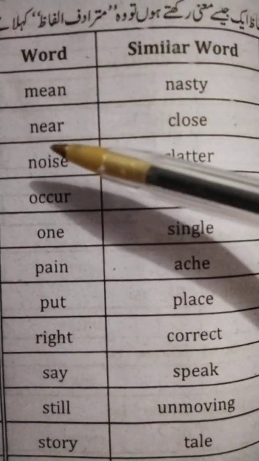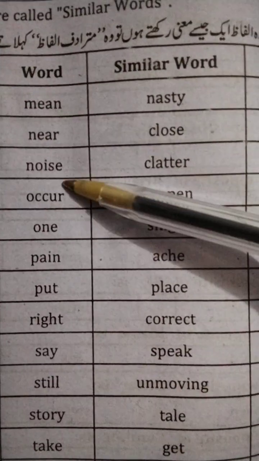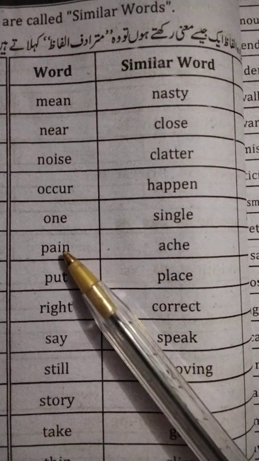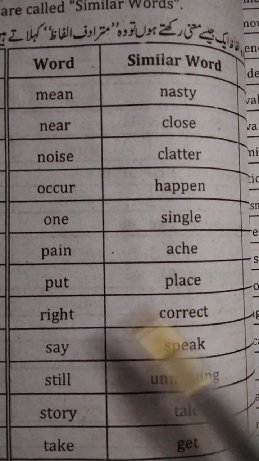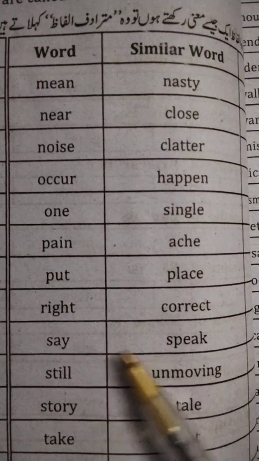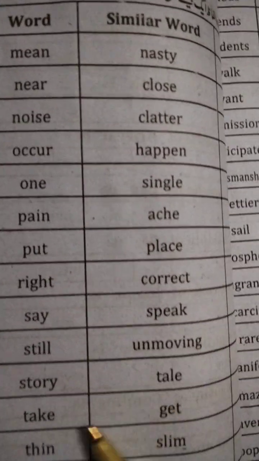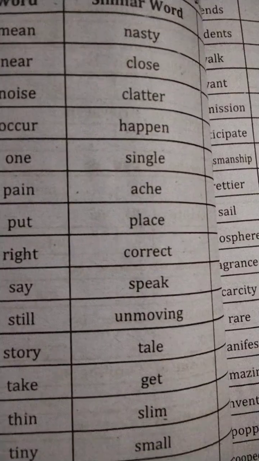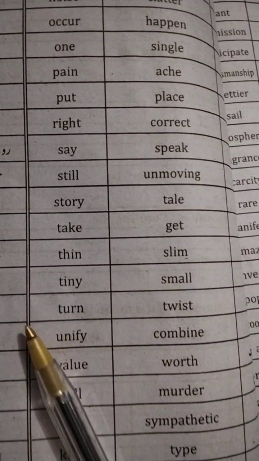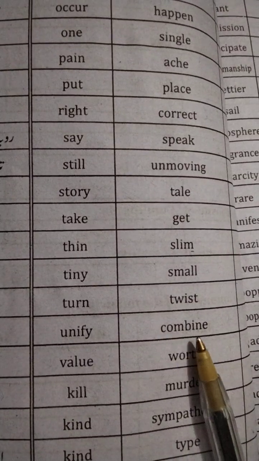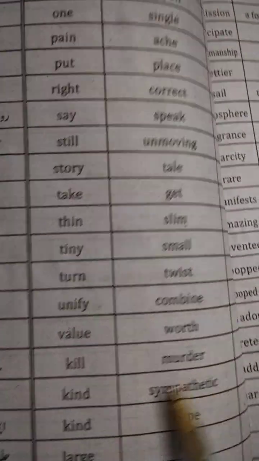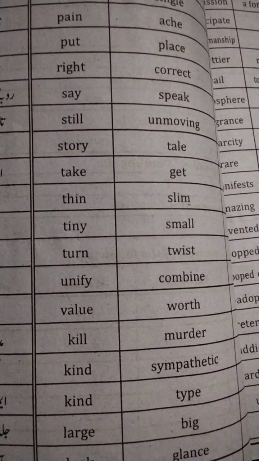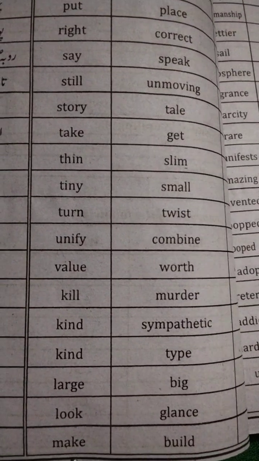Nasty. Near, close, noise, clatter, occur, happen. One, single, pain, ache, put, place, write, correct, say, speak, still, unmoving. Story, tell, take, get. Thin, slim, tiny, small. Third, twist, unfair, combine, value, worth, kill, murder. Kind, sympathetic, kind, type, large, big. Look, glaze, make, build.